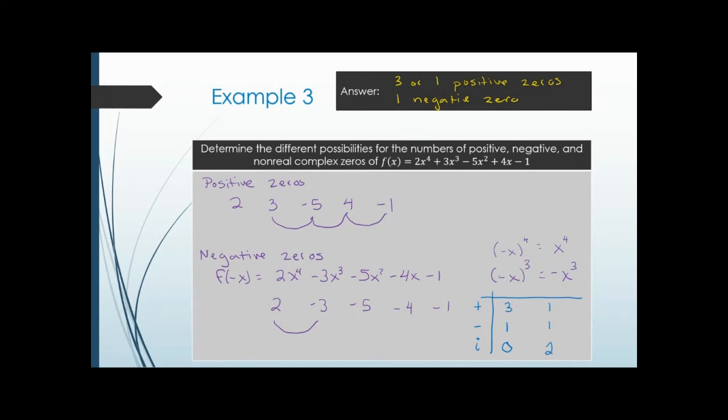So looking at it that way, then you could have 2 or 0 non-real complex zeros. It just means that you may get some imaginary numbers. So they have to add up to 4 when you're looking at the combinations here.